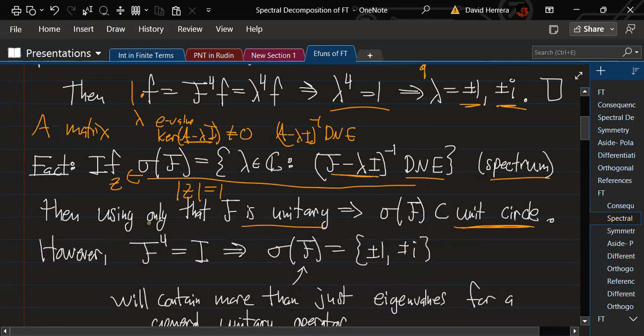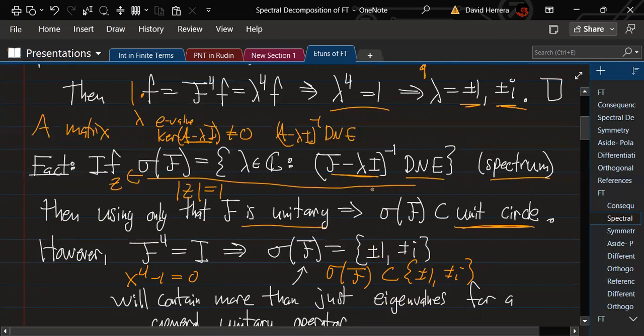However, using the fact that F to the 4th is identity, you can show, using this identity, what we're going to show in these slides is that this right here is definitely a subset of plus or minus 1, plus or minus i. So it can't have anything else besides plus or minus 1, plus or minus i. These are the roots of x to the 4 minus 1 equals 0. However, showing that plus or minus 1 and plus or minus i are actually in the spectrum will involve some other things.